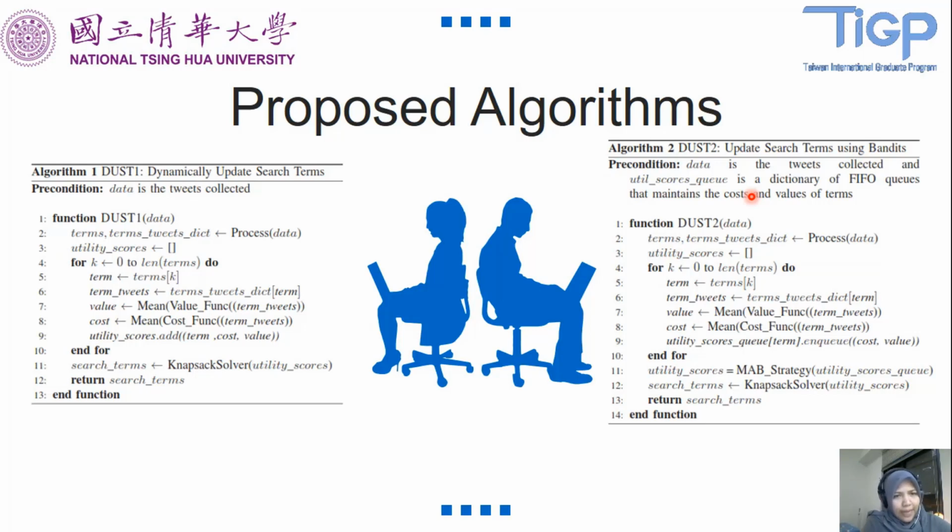The Dust1 algorithm dynamically updates search terms and has a precondition: the data is the tweets collected. As we can see in this pseudocode, the Dust1 algorithm returns a set of new terms after each iteration, and it's very useful. The second one also has a precondition, the data is the tweets collected, and the util scores QE is a dictionary that maintains the cost of the value term. So even though Dust1 can collect data very efficiently, it has a limitation.